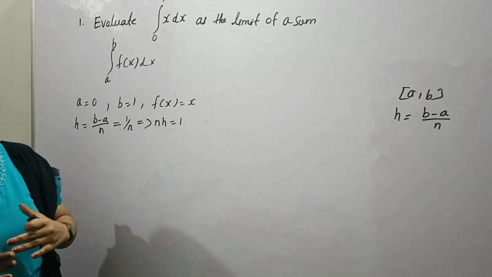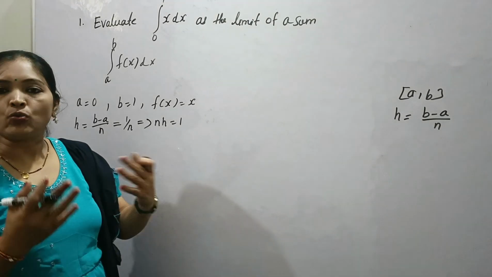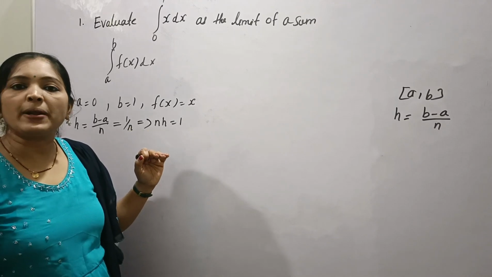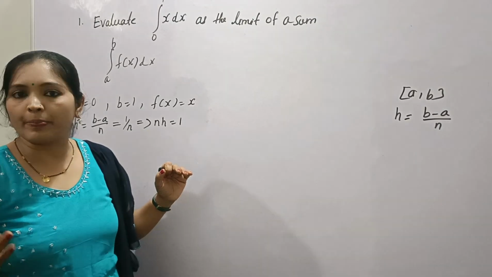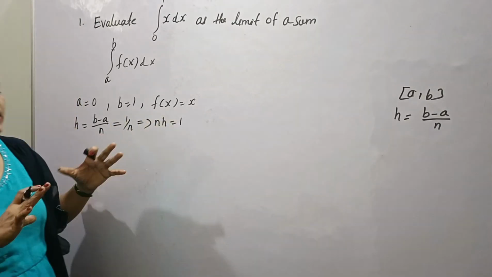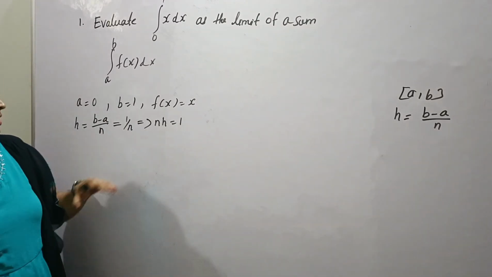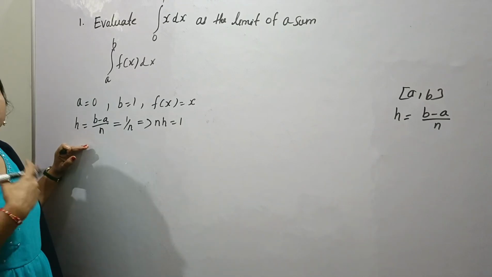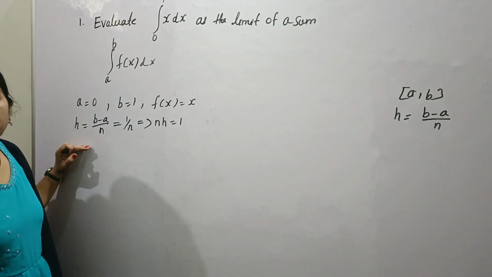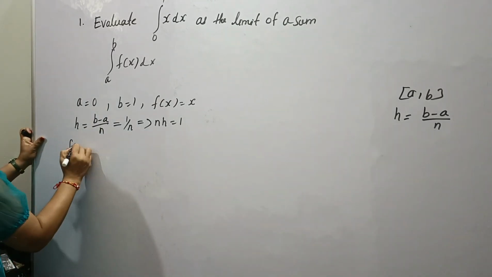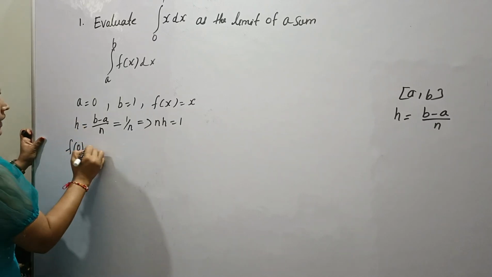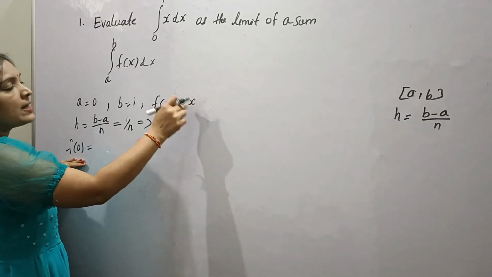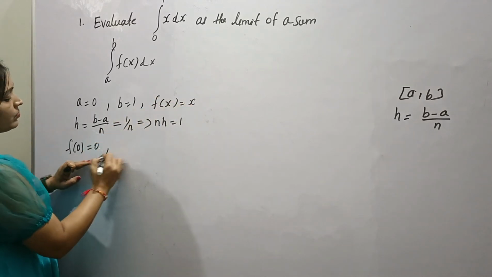Now here we know how to find the integral a to b f of x dx. What is our formula? That is limit n tends to infinity 1 by n into b minus a into f of a plus h plus etc. plus f of a plus n minus 1 into h. So here we have to find all the values of the function. Here a is 0, therefore f of 0 plus h, f of 0 plus 2h, etc. Let's find f of a. What is f of a? F of 0. The given function is f of x is equal to x, therefore f of 0 is 0.